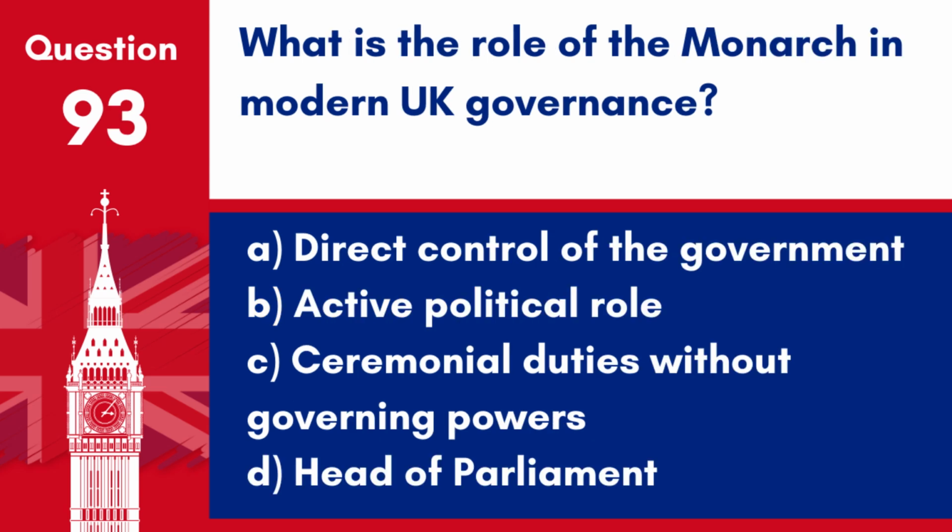Question 93. What is the role of the monarch in modern UK governance? A. Direct control of the government. B. Active political role. C. Ceremonial duties without governing powers. D. Head of Parliament. Answer: C. Ceremonial duties without governing powers. In modern UK governance, the monarch's role is largely ceremonial, and they do not have governing powers or involvement in the day-to-day affairs of government.